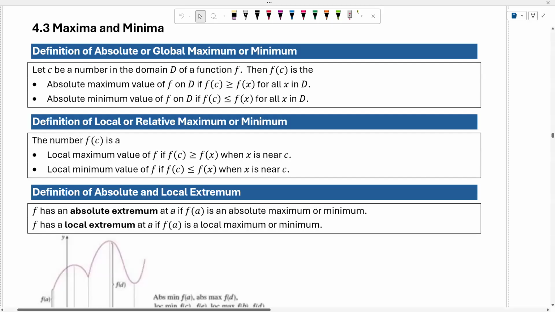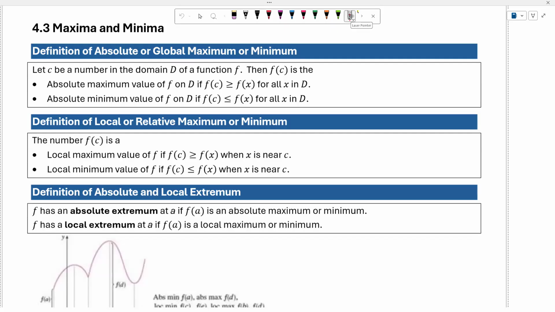Hi, in this video, we will talk about maxima and minima, okay? So first, I would like to introduce the absolute maximum and minimum, or, in some textbooks, they name it the global maximum and minimum, okay? So for the absolute max or min, let's see.